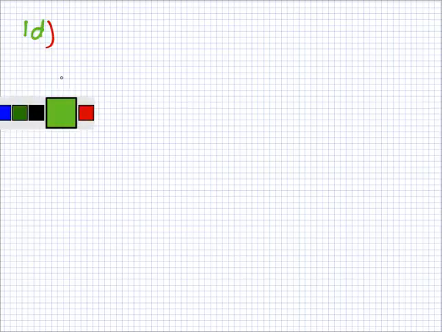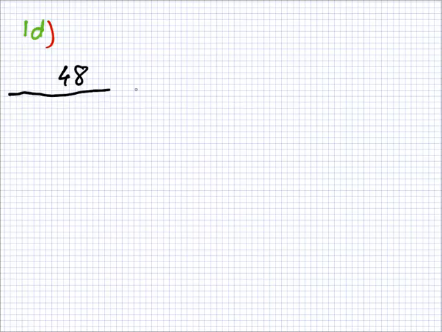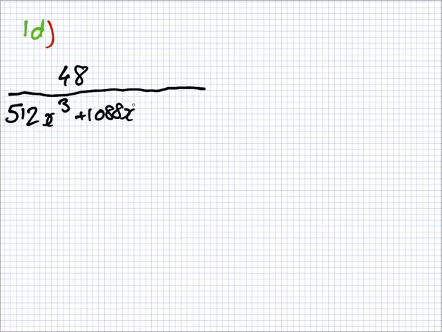Let's write the question down anyway. So this is 1D. So we have 48 over 512x cubed plus 1088x squared plus 632x plus 63 equals.